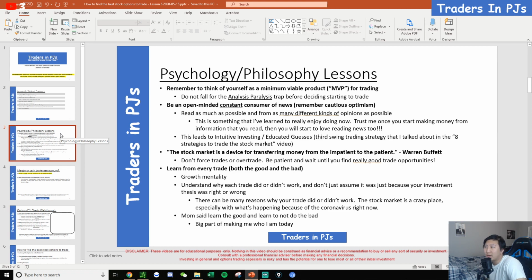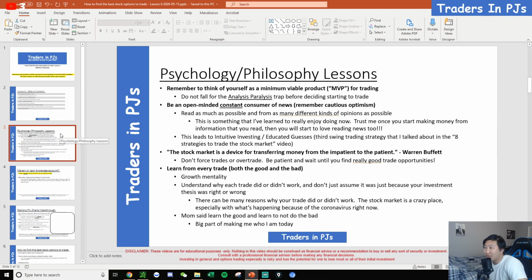Read as much as possible, and also from as many different opinions as possible. Don't be closed-minded, right? You want to know what other people are thinking. Don't just confirmation bias yourself, which is only looking for news that supports your hypothesis or your investment thesis. Go read as many different things as possible so you make sure that you're thinking correctly, and you can also learn things that you weren't thinking of originally. This is what I've learned to really enjoy doing. I haven't really been a big reader my whole life, but after I started making money from the things I read, I started to love reading. So I think that will happen for you guys too.